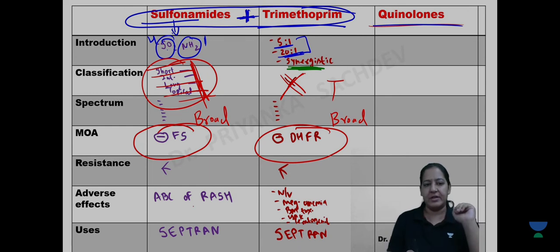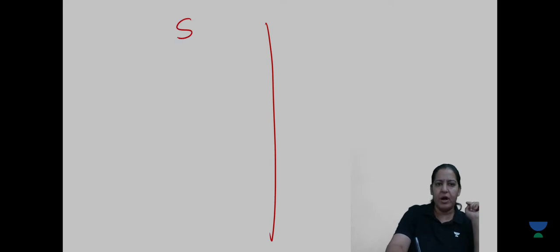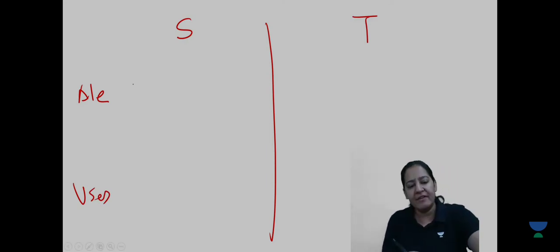Coming on adverse effect. Compare the adverse effect. Here we have a mnemonic, ABC rash. Here we don't have any mnemonic. Unfortunately, you can make one, right? So what is the full form? Tell me the adverse effects and uses here, and tell me the adverse effects and uses here. Who will help me? Tell me adverse effects and uses of sulfonamide and trimethoprim. First tell me the adverse effects of both, and then the uses of both. Who will help me? Adverse effect.